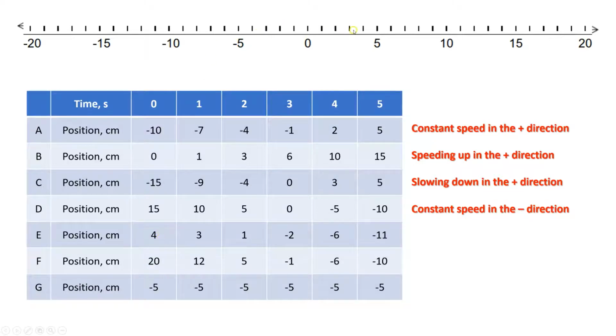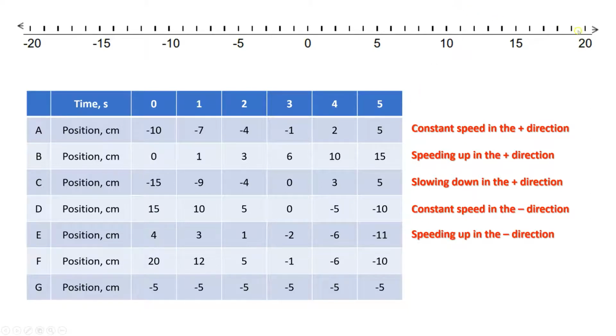Object E is also moving to the left from the 4 to the 3 to the 1 to the -2, -6, -11. It's moving in the negative direction and speeding up because it goes a farther distance each second.